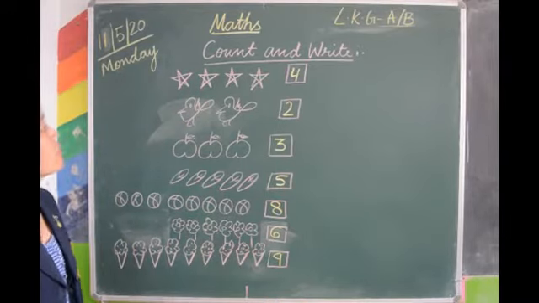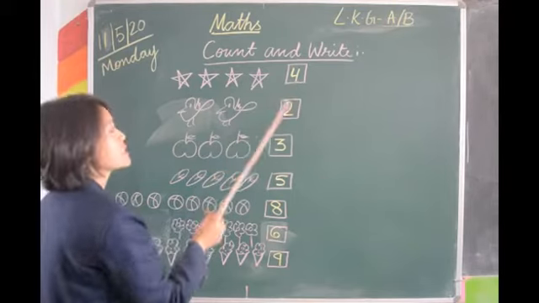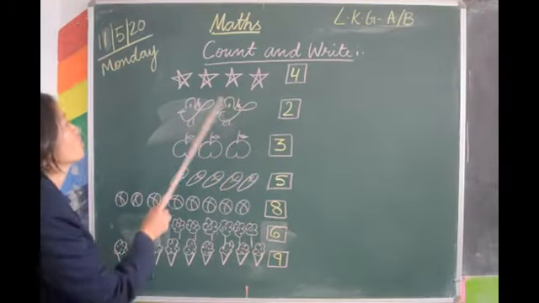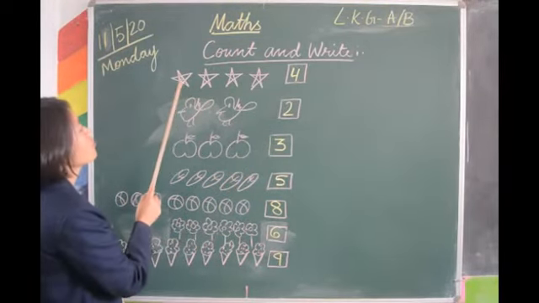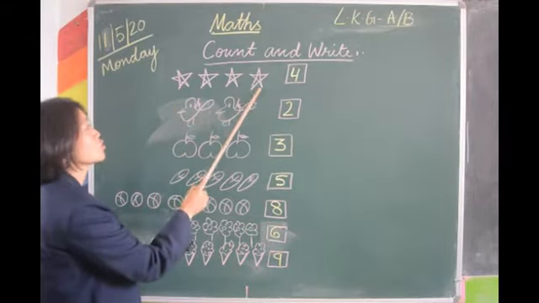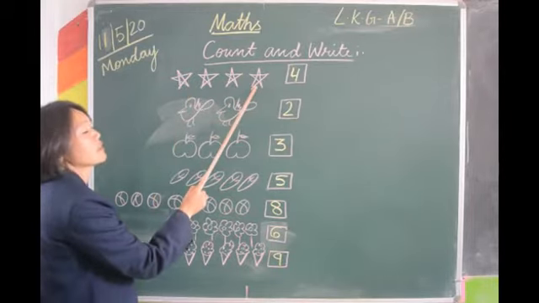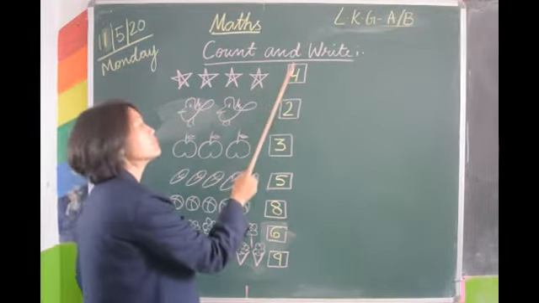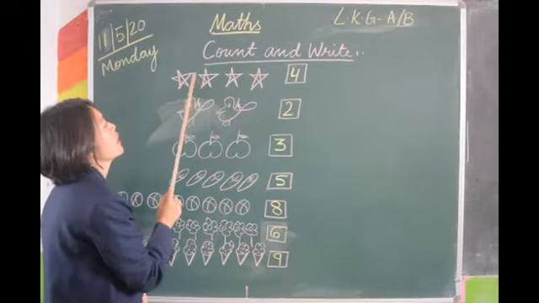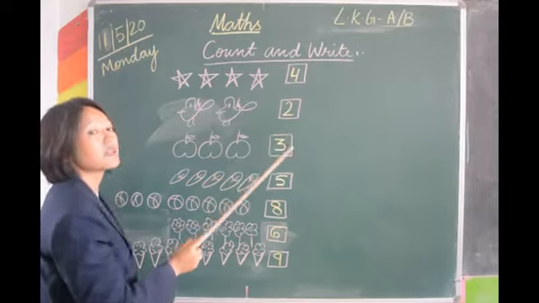So children, you have to count the pictures and then you have to write down the correct number inside the box. Okay. So how many stars are there? 1, 2, 3 and 4. As we have out here, we have 4 stars. So we have written 4 inside the box.